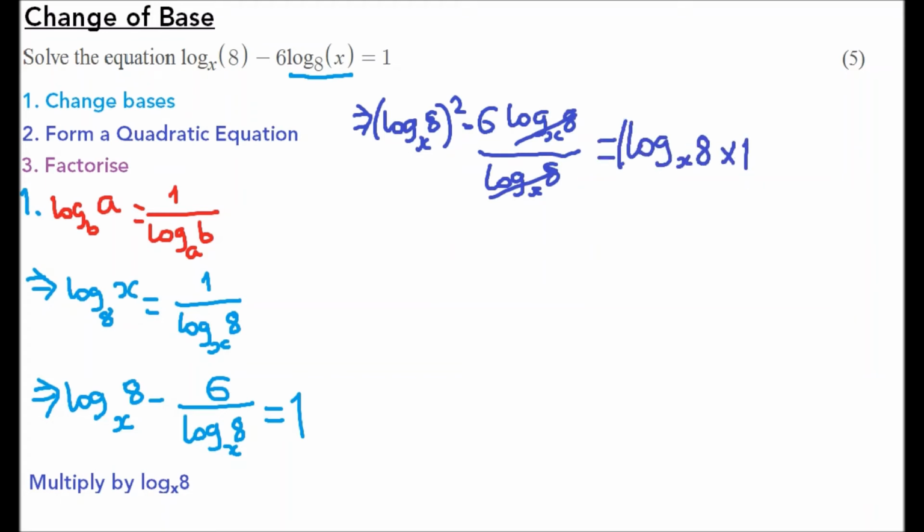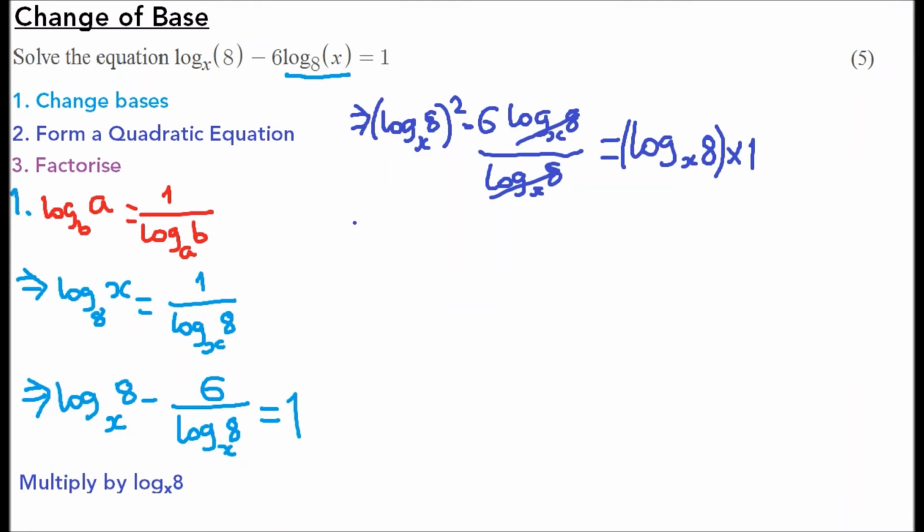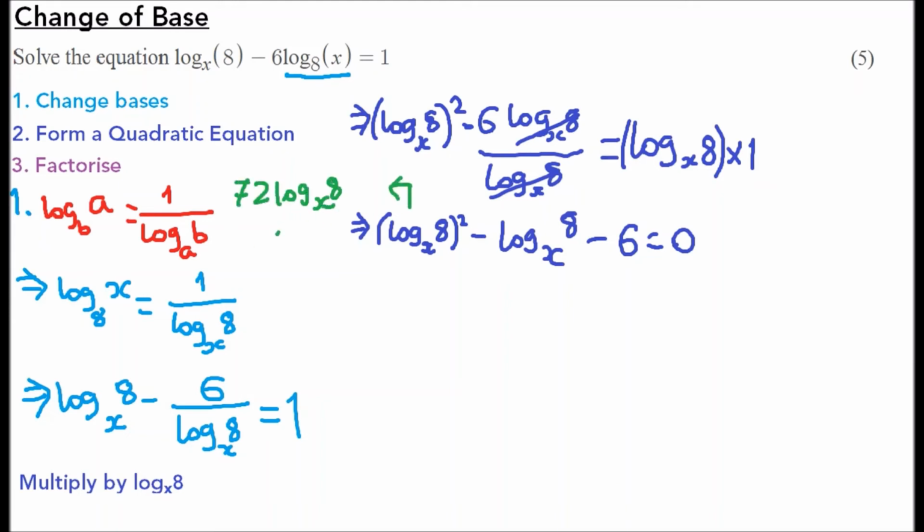Now if we move everything over to make one side 0, we get log 8 to base x squared minus log 8 to base x minus 6 equals 0. Keep in mind that the power law does not apply here, so this won't be 2 log 8 to base x. Anyways, we're going to factorize.